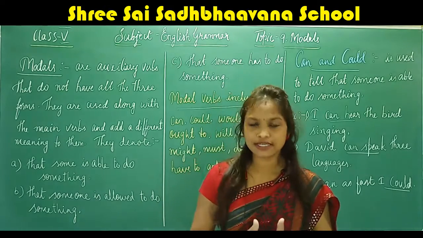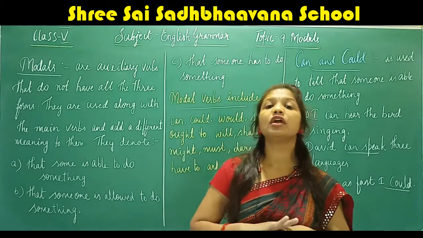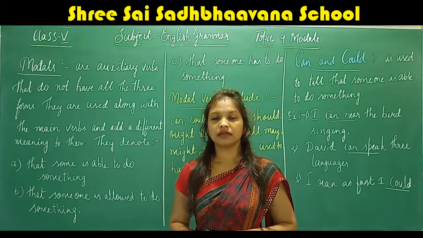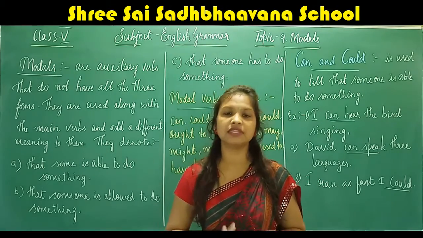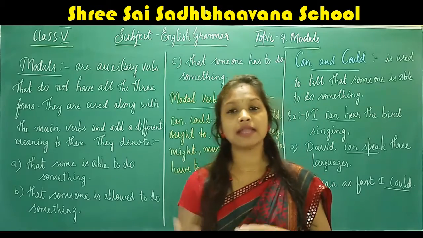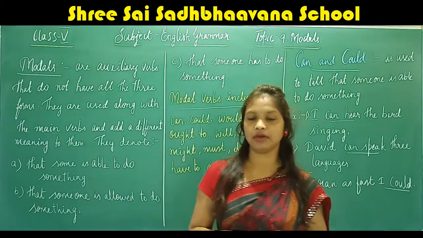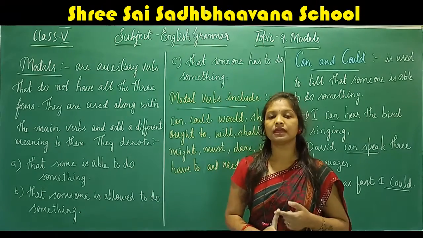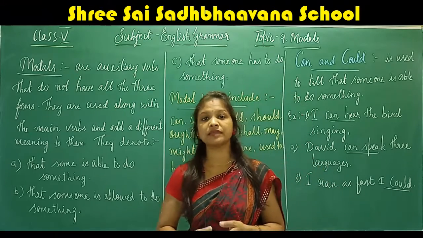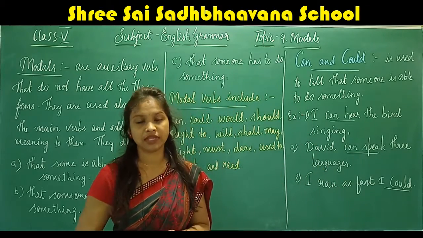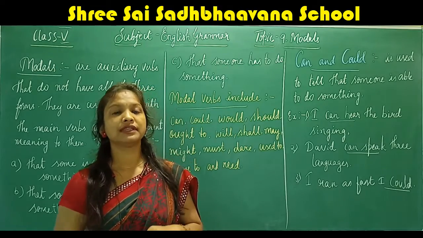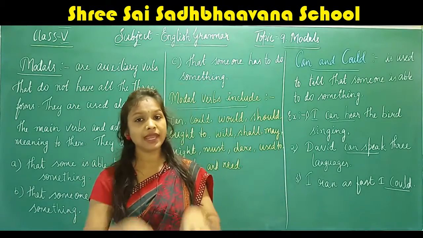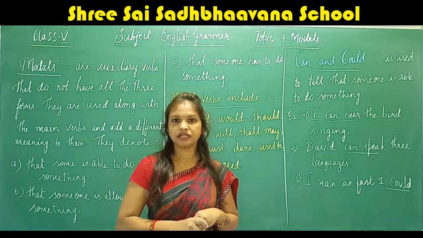Understood? Modals are auxiliary verbs and they do not have all the three forms of auxiliary verbs. But modals are used with the main verb and add a different meaning to it. And modals denote that someone is able to do something, someone is allowed to do something, and someone has to do something. Modals talk about the ability of a person, what he is allowed to do and what he has to do. Got it, children?